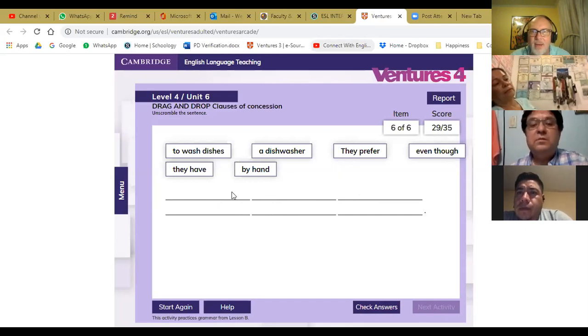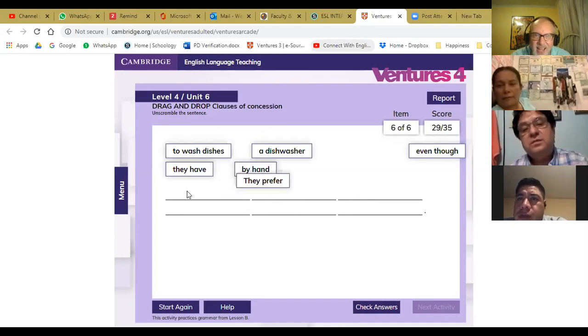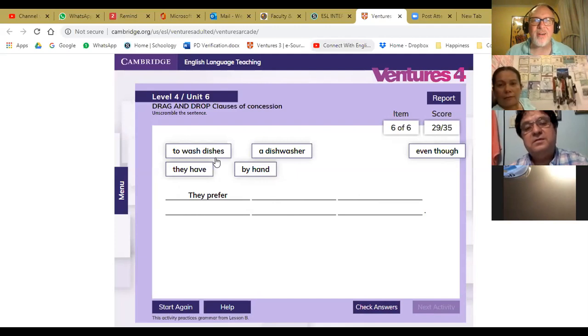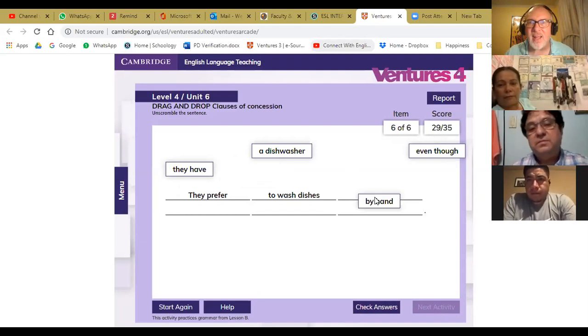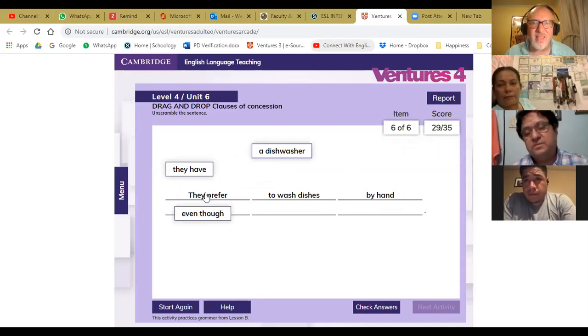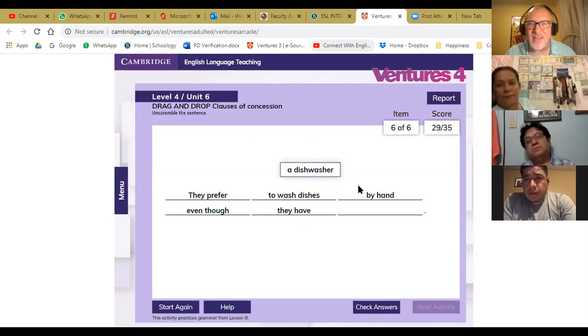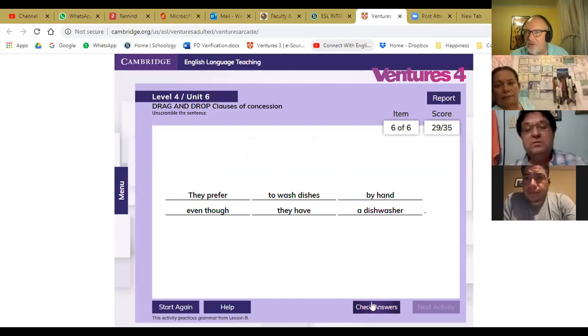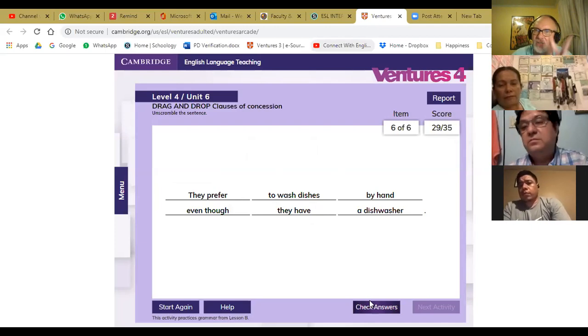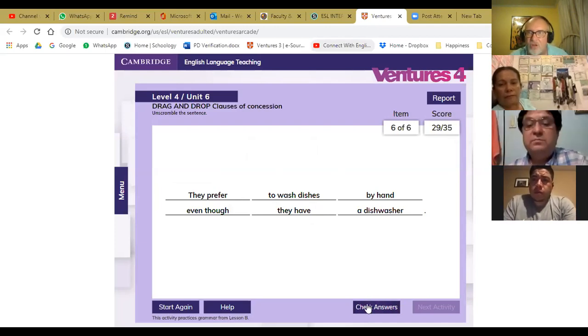We got the capital letter here. They prefer to wash dishes by hand, even though they have a dishwasher, right? So you see what happened? We used a subject and a verb on both sides, right? Even though subject verb, comma, subject verb. We always need two subjects and two verbs. That's why it's called a clause connector.